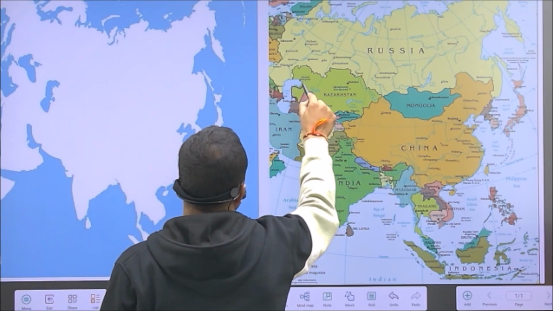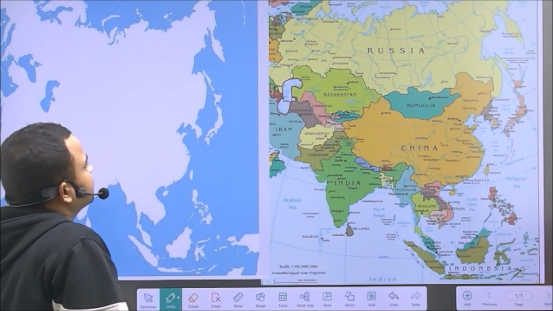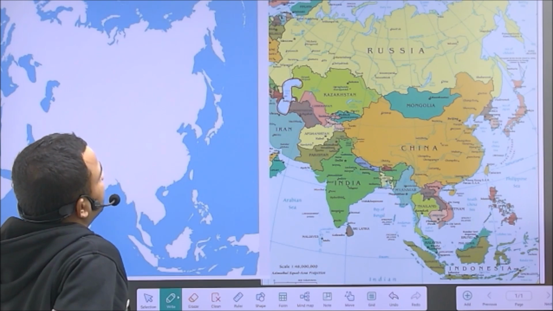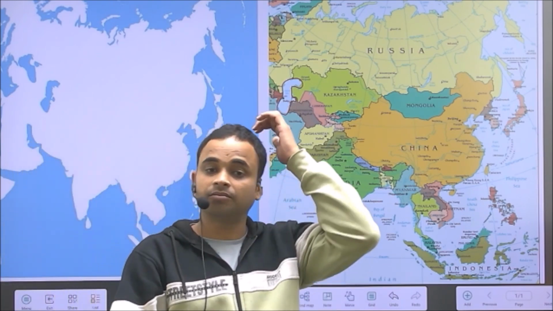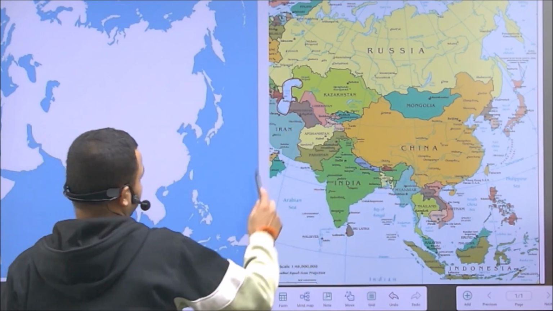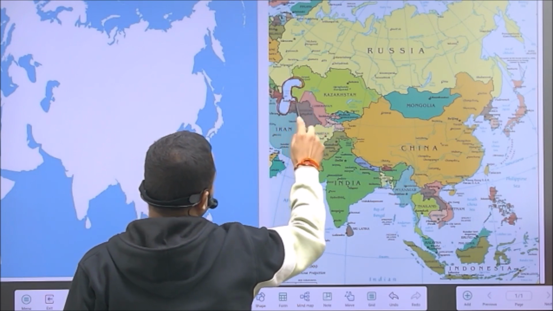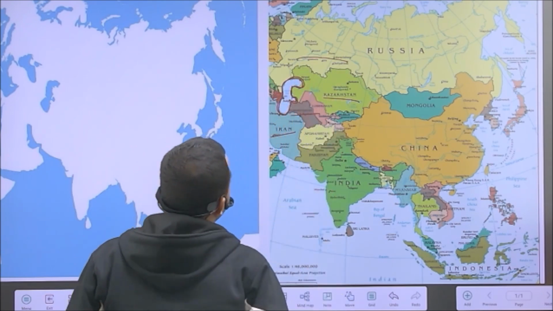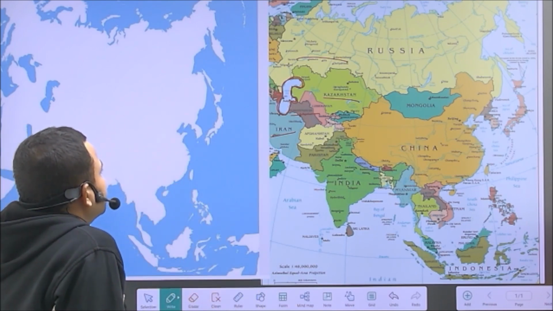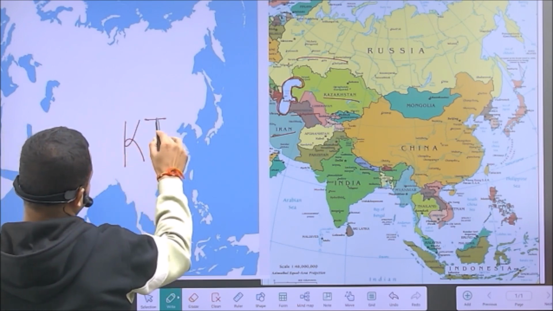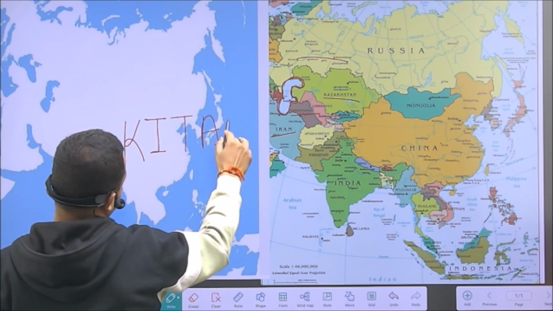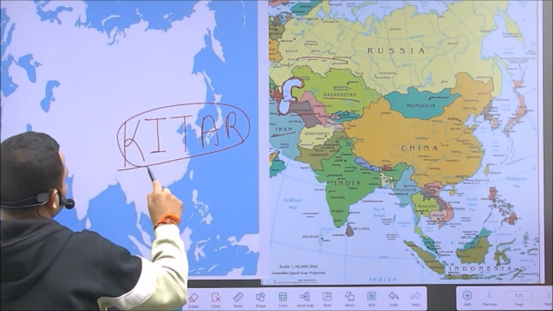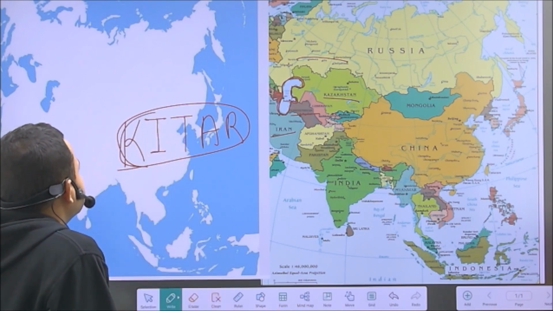Here you can see the Caspian Sea. The Caspian Sea is one type of lake, and it is the largest lake of the world, and it is 5 times larger than Lake Superior. This lake extends across Kazakhstan, Turkmenistan, Iran, Azerbaijan and Russia. To remember, you can use this code: Kitar for the countries bordering the Caspian Sea.